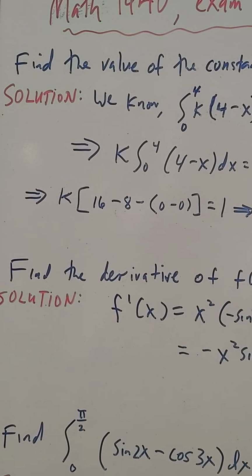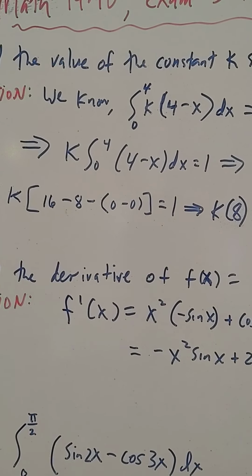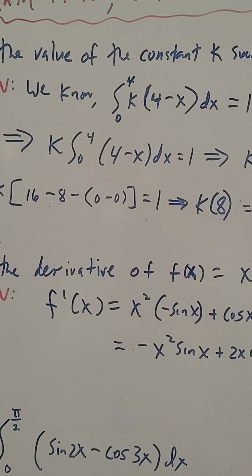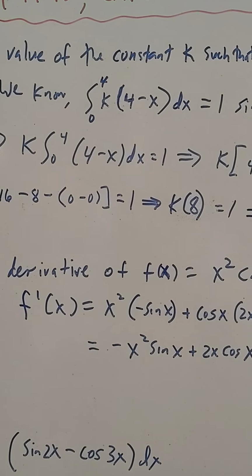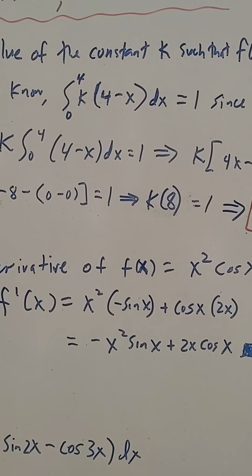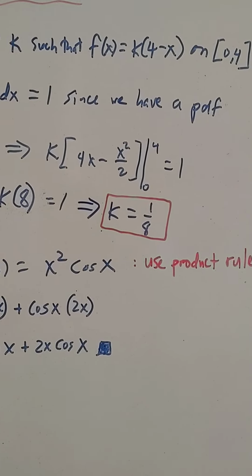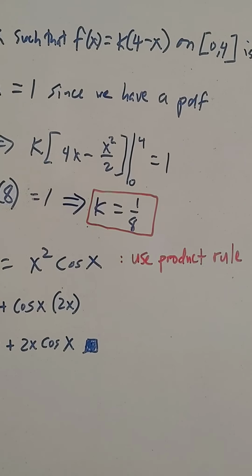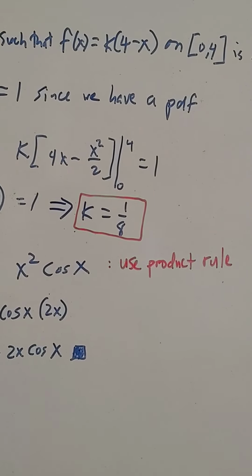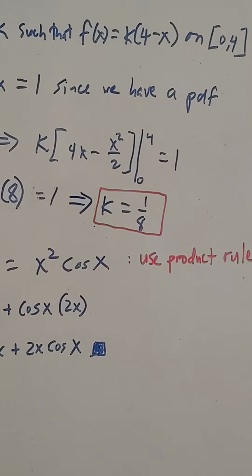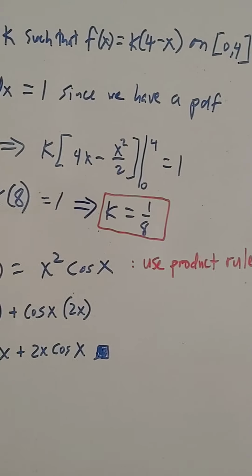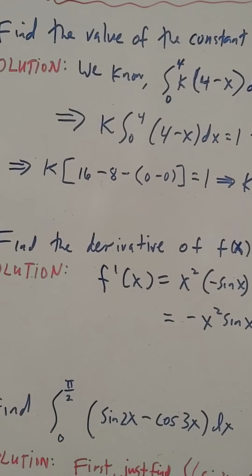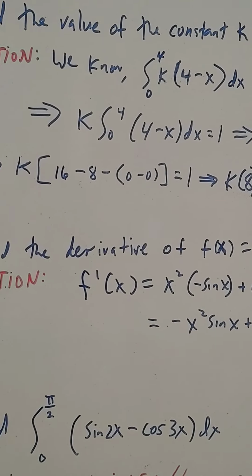So for our solution, we know the integral from 0 to 4, because that was our given interval, of k times 4 minus x dx is equal to 1. And we know that since we are told we have a PDF. We don't have to show it's a PDF for this problem because they tell us it's a PDF, probability distribution, or density function. Okay, so let's evaluate this integral and set it equal to 1.